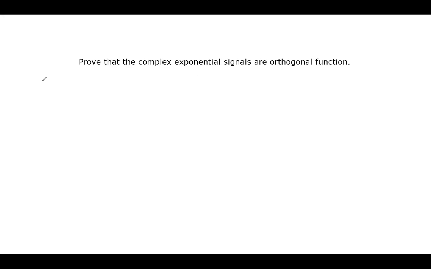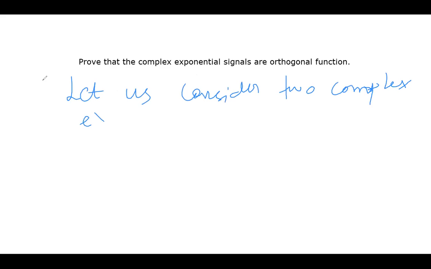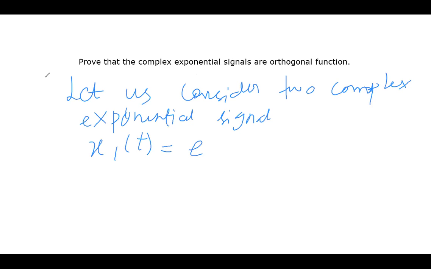Okay, so for this, let us consider two complex exponential signals given as x1 of t is equal to e to the power j n omega 0 t, and the second signal x2 of t is equal to e to the power j m omega 0 t.